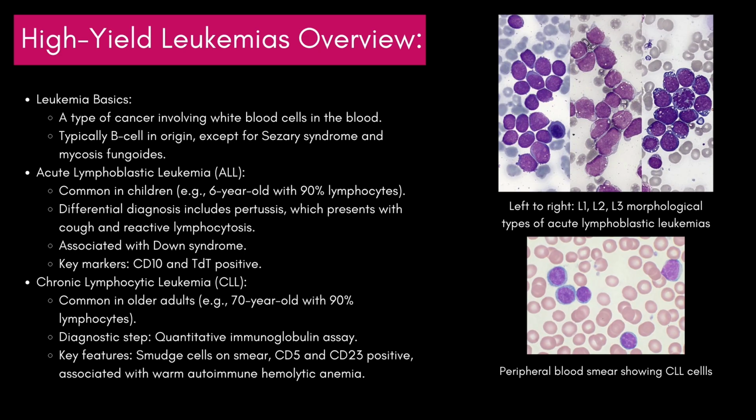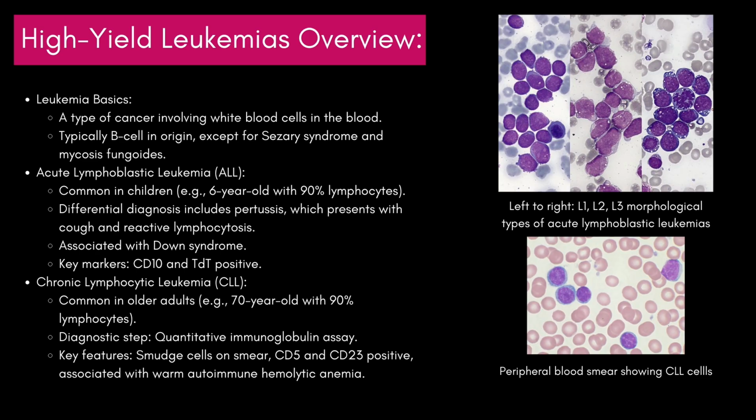Let's take a look at an overview of high-yield leukemias. Leukemia basics: a type of cancer involving white blood cells in the blood, typically B-cell in origin, except for Sézary syndrome and mycosis fungoides. Acute lymphoblastic leukemia, ALL, is common in children, for example, a 6-year-old with 90% lymphocytes. Differential diagnosis includes pertussis, which presents with cough and reactive lymphocytosis. Associated with Down syndrome.